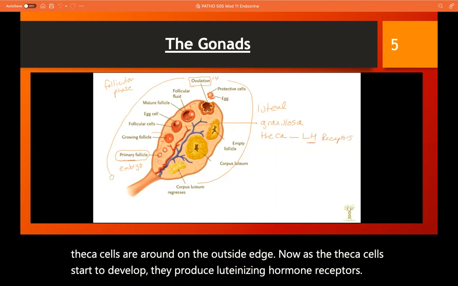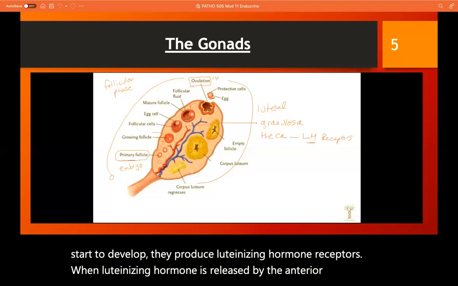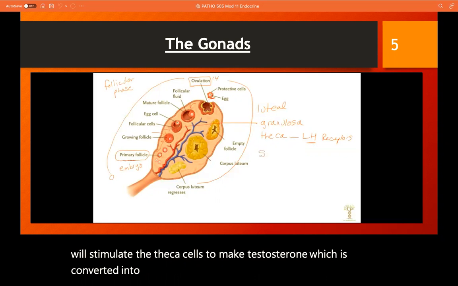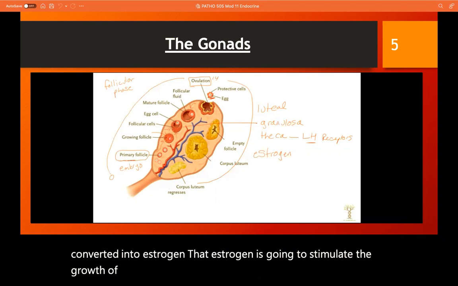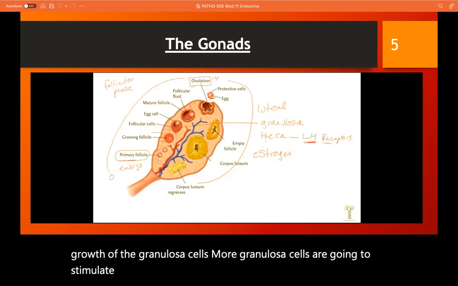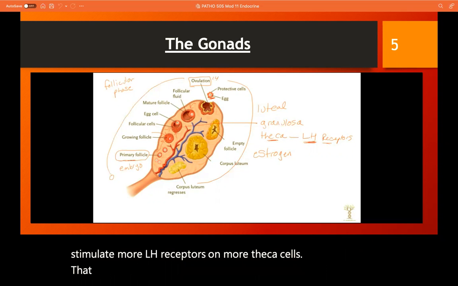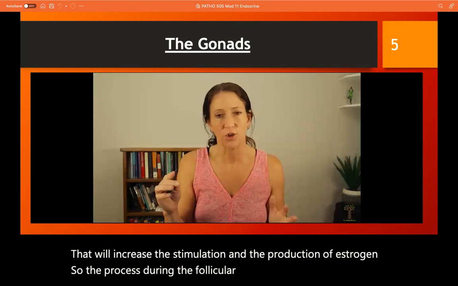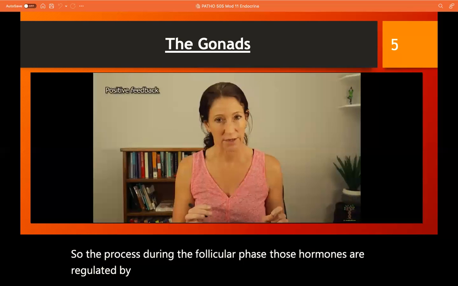When luteinizing hormone is released by the anterior pituitary, it will stimulate the theca cells to make testosterone, which is converted into estrogen. That estrogen is going to stimulate the growth of the granulosa cells. More granulosa cells are going to stimulate more LH receptors on more theca cells. That will increase the stimulation and the production of estrogen. So the process during the follicular phase, those hormones are regulated by a positive feedback mechanism.